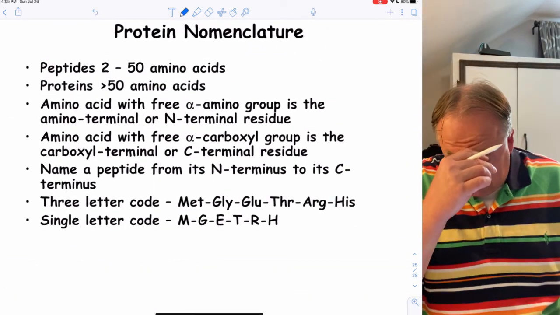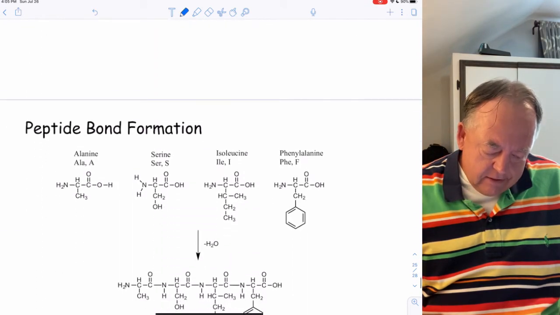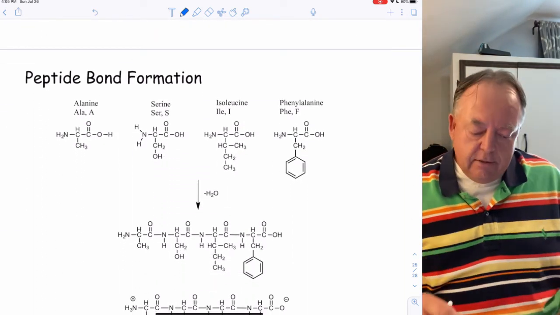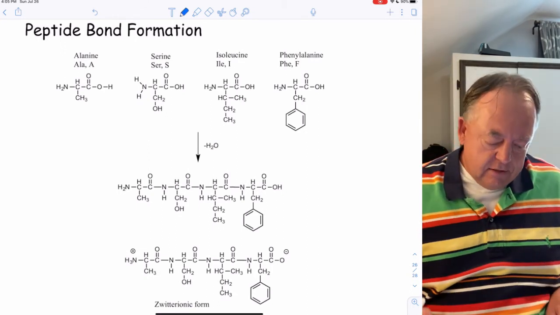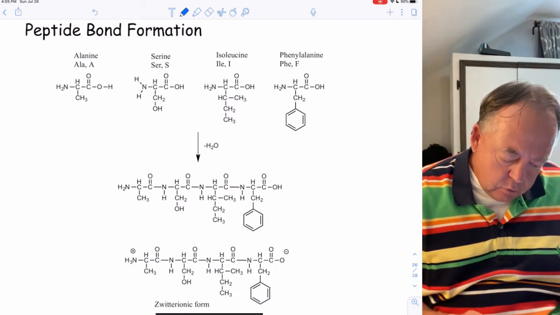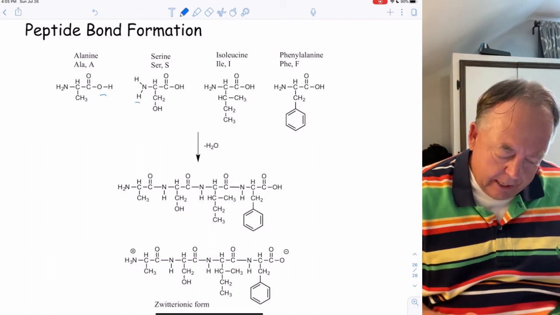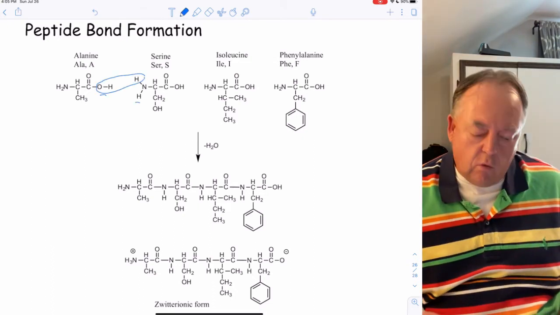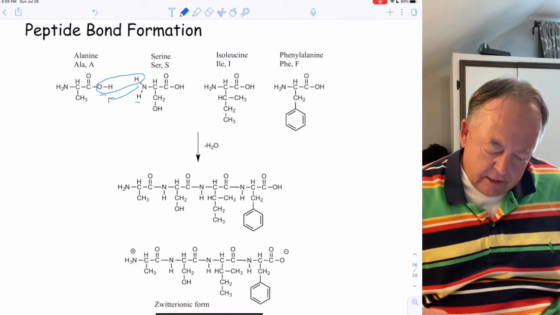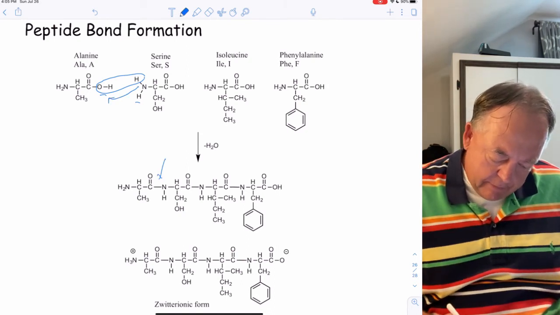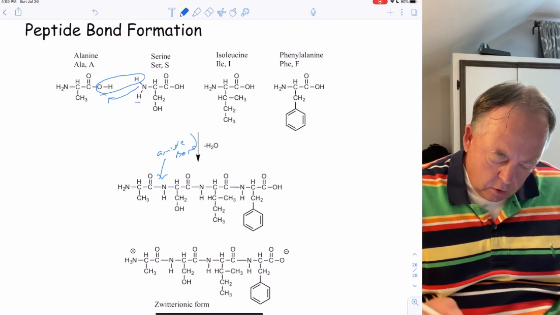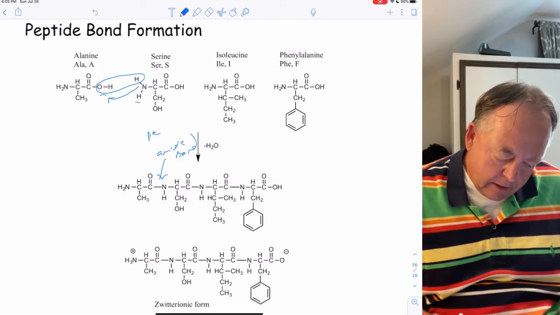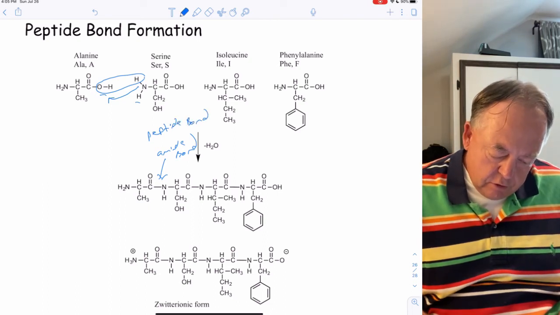Okay, so amino acids can react with each other to make peptides. So this would be illustrating that. So if we take these 4 amino acids, amino acids and amines can react with each other to lose a molecule of water. And then this nitrogen would then be attached there. So you would make an amide bond. Or in protein chemistry, that would be called a peptide bond.